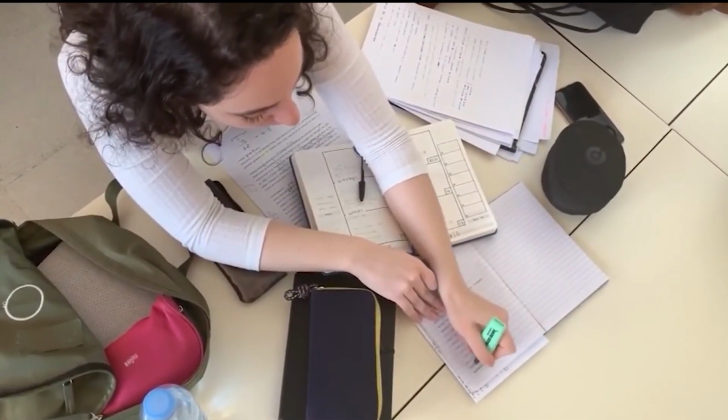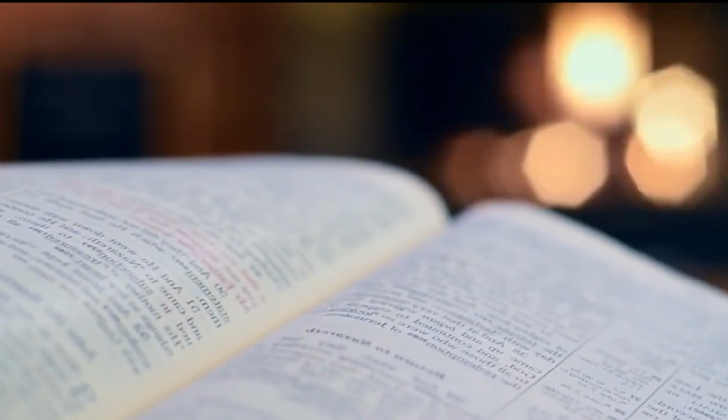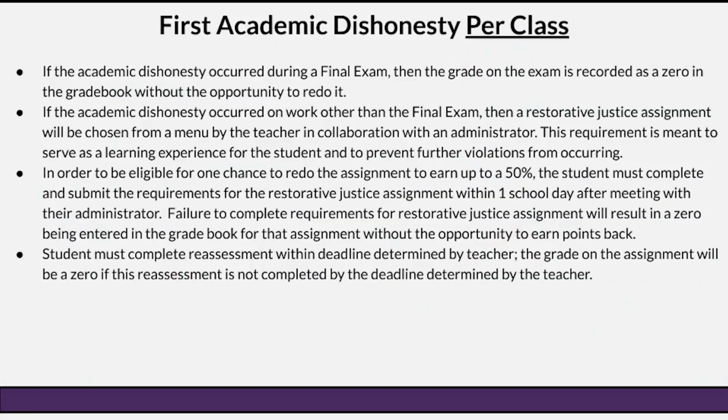complete and submit the requirements for the restorative justice assignment within one school day after meeting with their administrator. Failure to complete requirements for restorative justice assignments will result in a 0 being entered in the gradebook for that assignment without the opportunity to earn points back. Students must complete reassessment within the deadline determined by the teacher. The grade on the assignment will be a 0 if this reassessment is not completed by the deadline determined by the teacher. Second offenses in the same class.